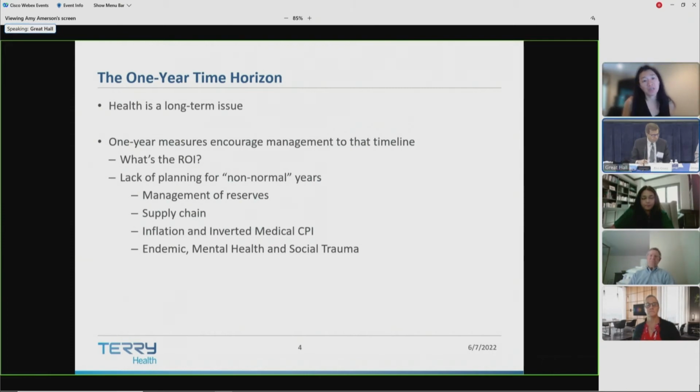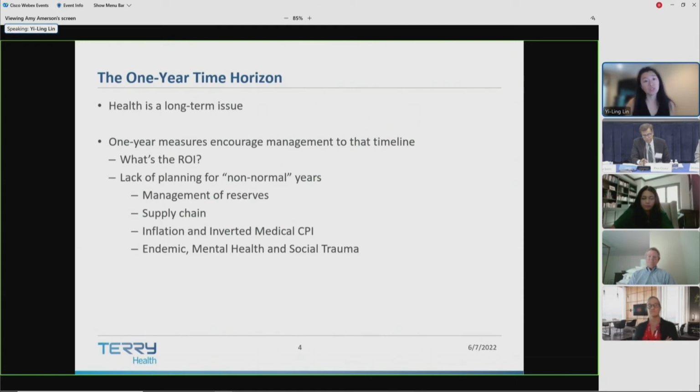So the next thing I want to talk about is that 1-year time horizon. A lot of these contracts and arrangements are based on these 1-year measures. This is payment, this is quality measures, all sorts of things. And so provider systems are constantly asking, well, what's my ROI? Why should I invest in XYZ care management program? Why should I invest in community outreach? Why should I invest in XYZ initiatives?